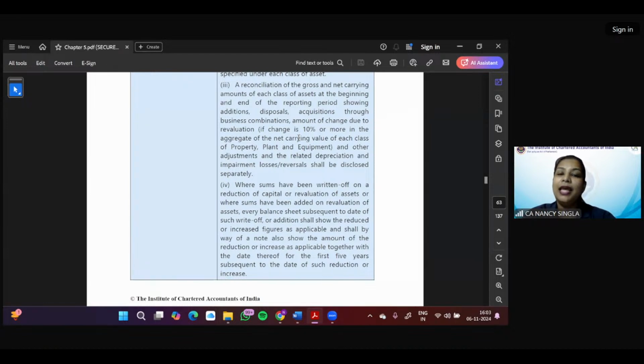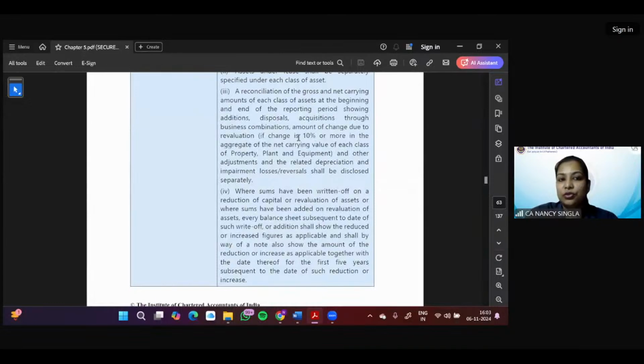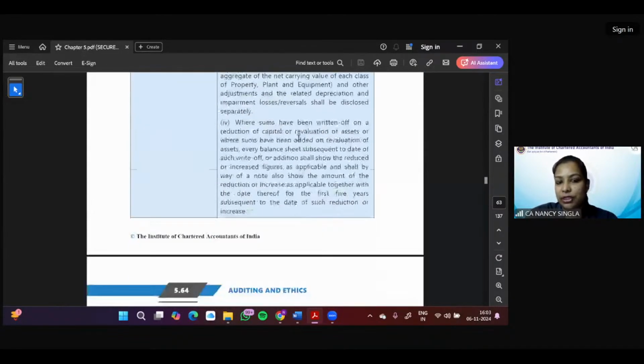Simple. That if any revaluation is there, then for 5 balance sheets after the date of such revaluation, whether it is upward or downward, the amount of revaluation that is there, whether it is a reduction or an increase, will be shown, and also the date of such revaluation. Simple. This was point number 4 with respect to revaluation. So these are the disclosure requirements, right?